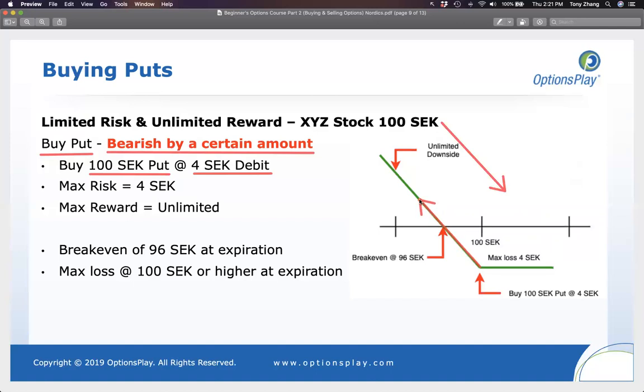If I think it's going to move more than 4 crowns, then it does make sense for me to buy that put option. But I also have to factor in how much I think it's going to move to the downside. If I think it's going to move a lot, then absolutely I'm going to pay for that put option. But if I think it's just going to move to, let's say, 5 crowns, then you have to ask yourself, does it make sense to pay 4 crowns just to try to make 1 crown in this particular case? So that's a question that you have to ask yourself.